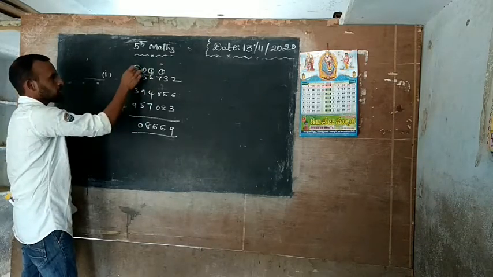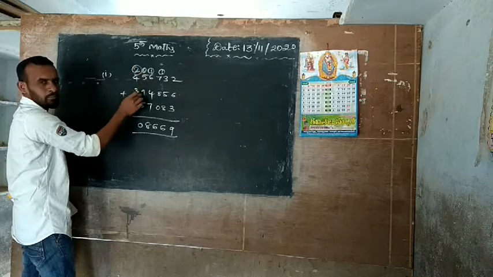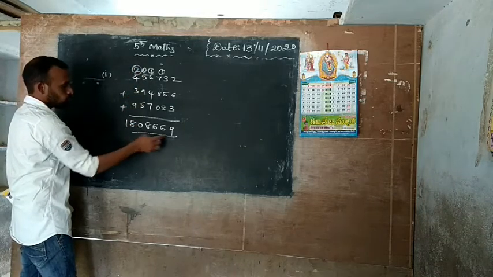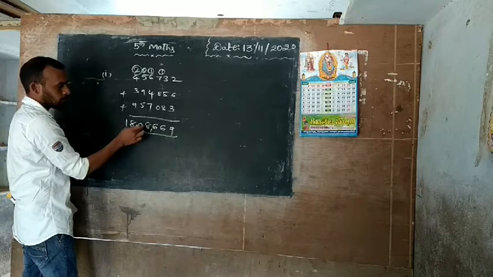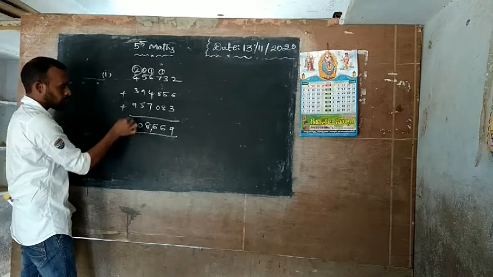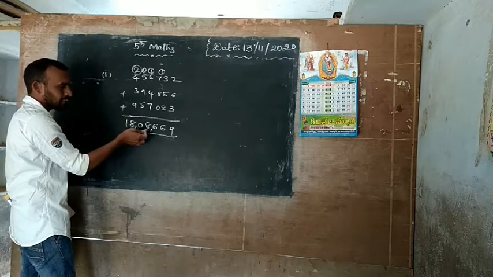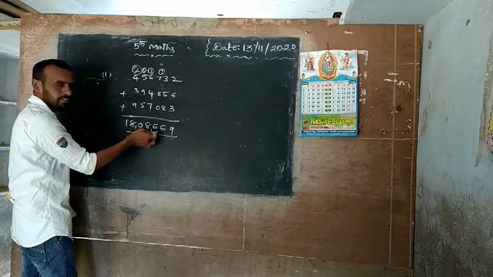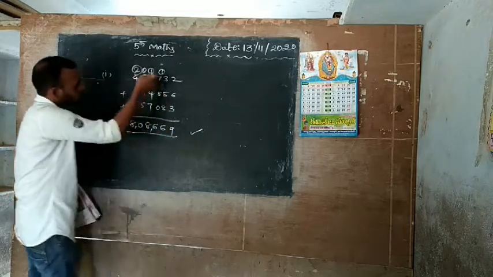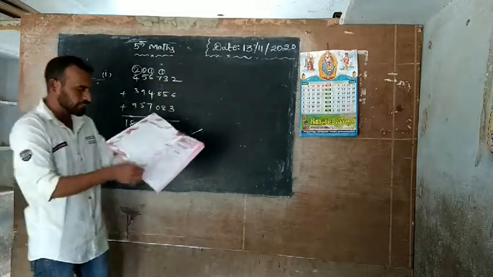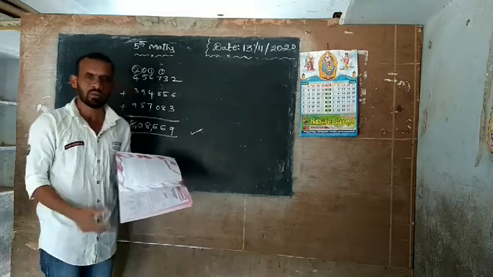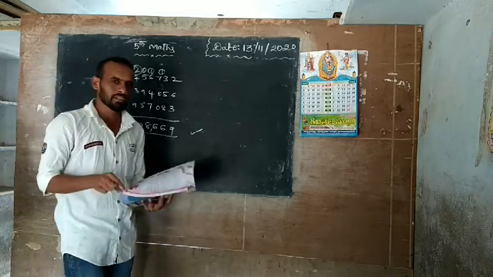4 plus 2, 6. 6 plus 3, 9. 9 plus 9, 18. So 1, 10, 100, 1,000, 10,000, lakh, 10 lakh. What's the total number? 18 lakh, 18 lakhs, 8,669. Okay, you solve the rest like this addition. What is given here? 7 total problems. Okay, these are homework. Understood?